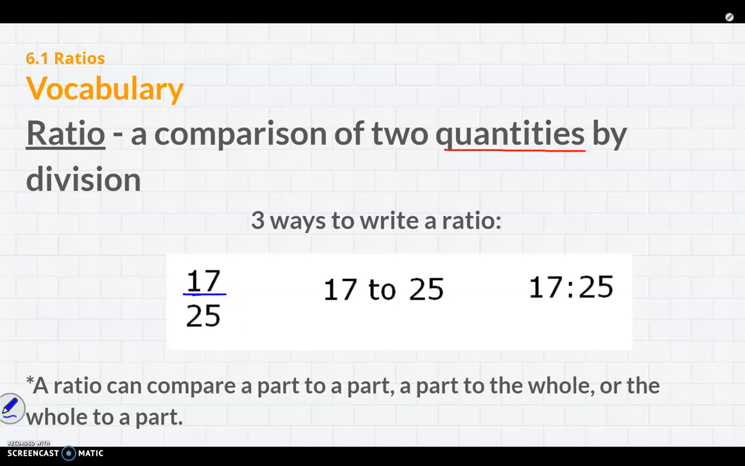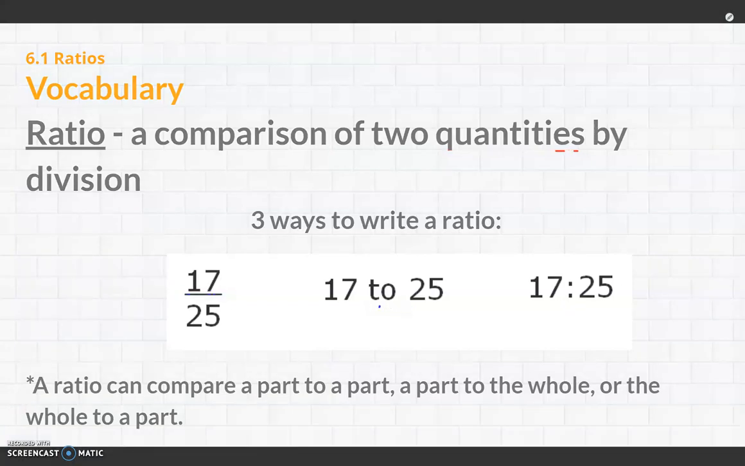Second way that you can write a ratio is to literally use the word to. So again, 17 to 25. It's still read the same way. And the third way is just to use a colon. So again, this is read as 17 to 25. So ratios are represented in all three of these ways. Fraction, the word to, or a colon.